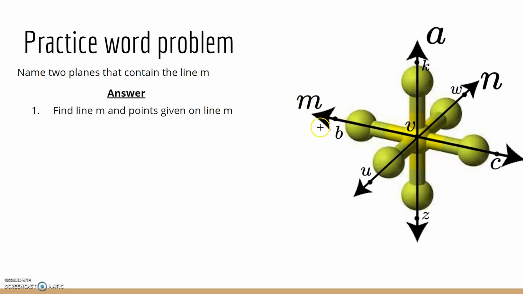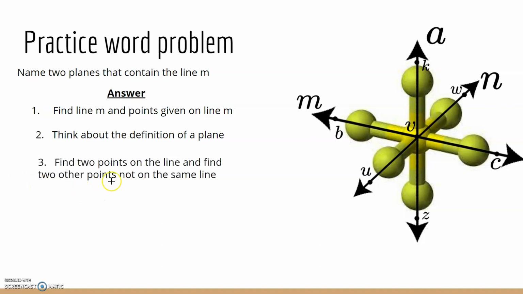First, we're going to find line M right here, and then all the points given on line M. The points that are given to us are point C, point V, and point B. Sorry for saying line. Then next, we're going to be thinking about the definition of a plane. As we learned, a plane is defined by 2 points on the line and 1 point not on the line. Next, we're going to find 2 points on the line and find 2 other points not on the same line, so we can define 2 planes.